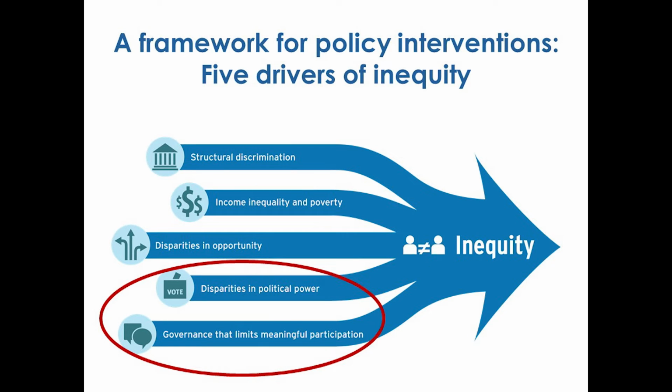State Administrative Procedure Acts, along with public engagement, make health departments responsive, transparent, and accountable to the communities they serve, while also preserving a role for agency expertise. These key elements of good governance help address the 2 drivers of health inequities circled on this slide: disparities in political power and governance that limits meaningful participation. By creating opportunities for meaningful input from people who will be affected by a regulation, health departments can better fulfill their mission of ensuring better health for all and advancing health equity.